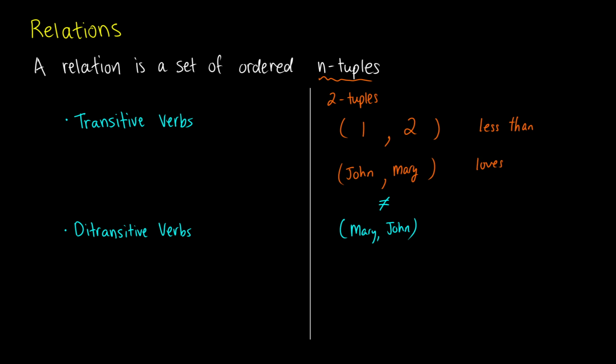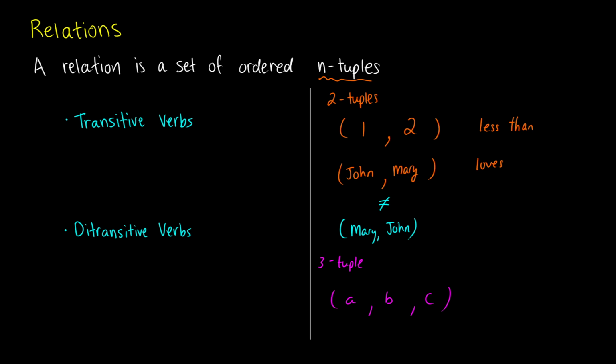We can also extend these to say three-tuples. If I want a three-tuple, then I'm looking at three objects. Just to be very brief, it would be like saying A, B, C, where A is the first object, B is the second, and C is the third. So the order matters. In linguistics, we use these relations and n-tuples to talk about different types of things. One of those would be transitive verbs.